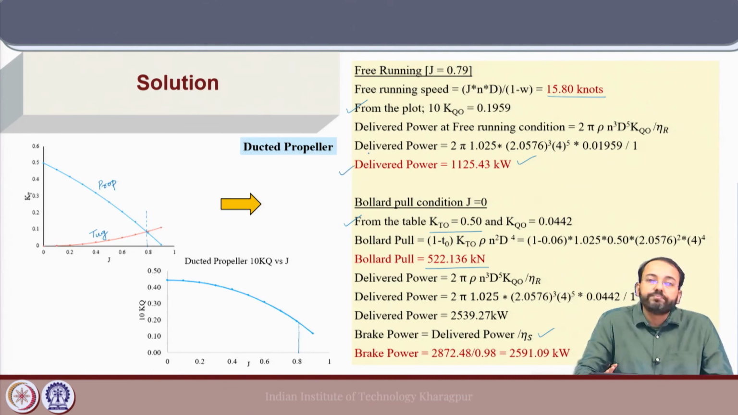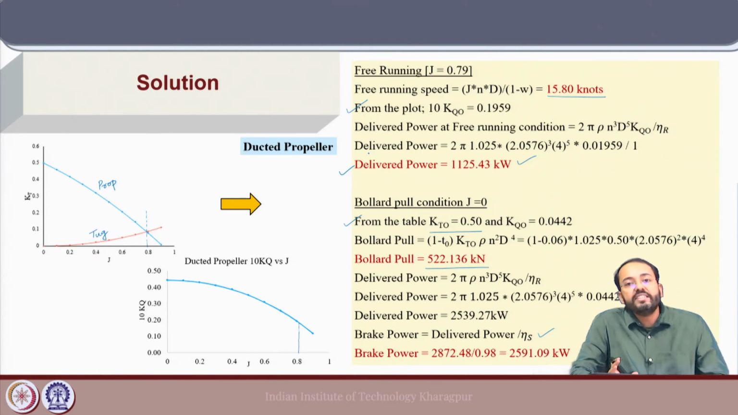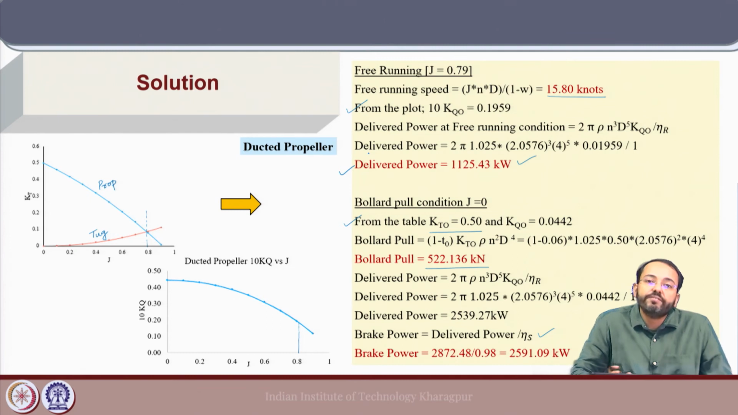So, this problem gives a comparative analysis of two different propeller types for a tug with a given power requirement, and gives the performance analysis of the two propellers in terms of thrust, torque and powering demand for two different operating conditions, once in the free running condition and another in the Bollard pull condition. And we see that in the Bollard pull condition, the ducted propeller is more effective in providing a much higher Bollard pull at a lower power requirement.